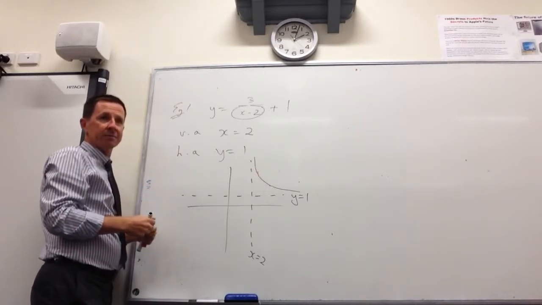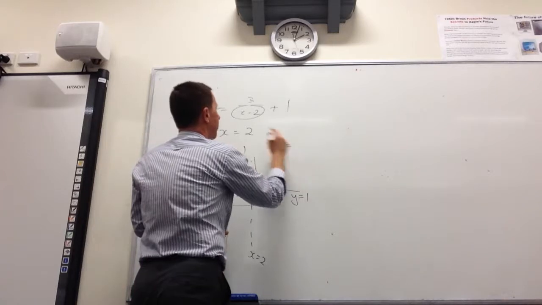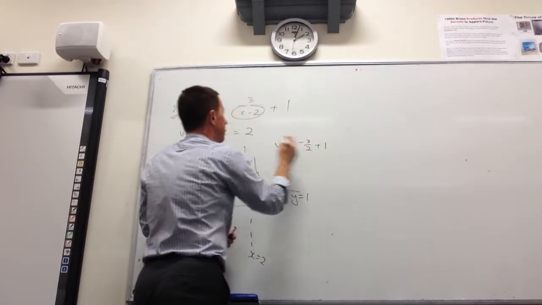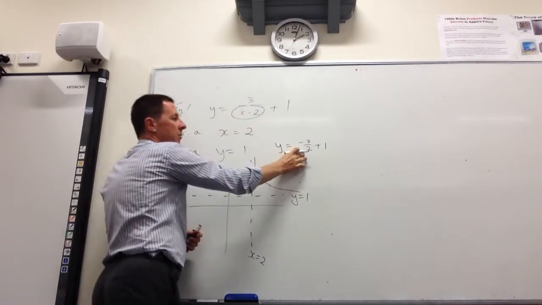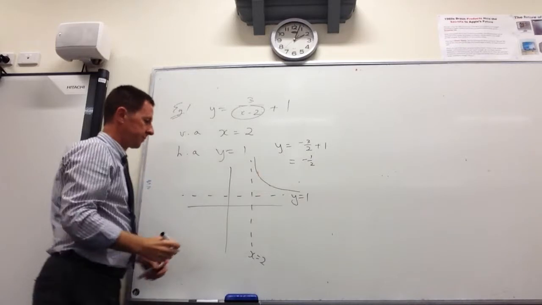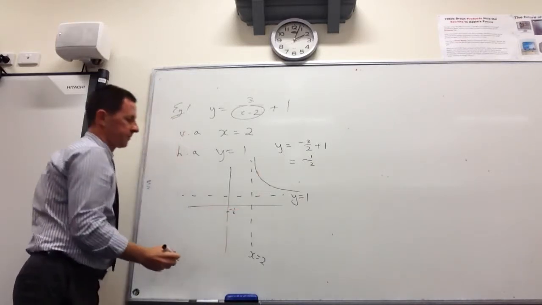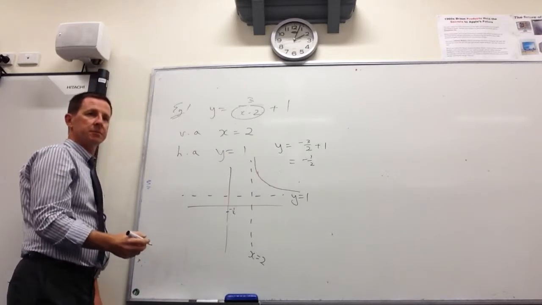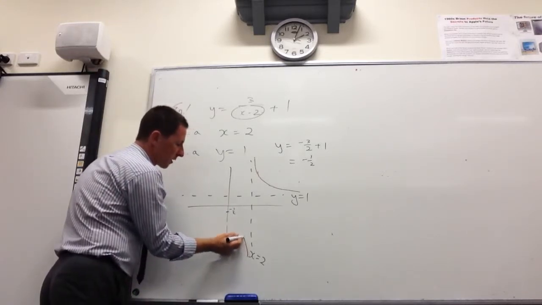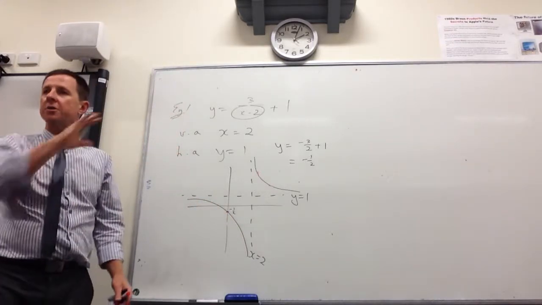Easiest one to ever get, normally, y-intercept. So y equals, x is 0, negative 3 on 2 plus 1. So we've made x 0, we found that, negative a half. So I'm down here, negative a half. Okay? So obviously asymptotic, approaching, curling, and there we go. Right, so it's that sort of shape.